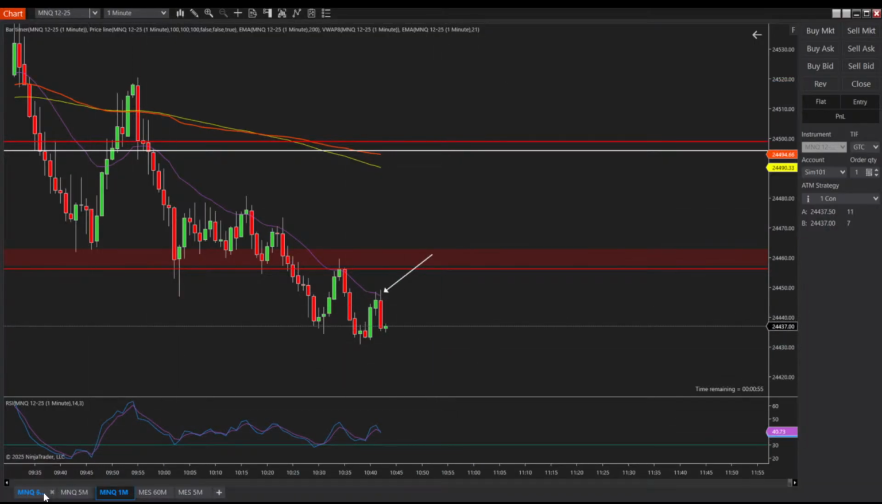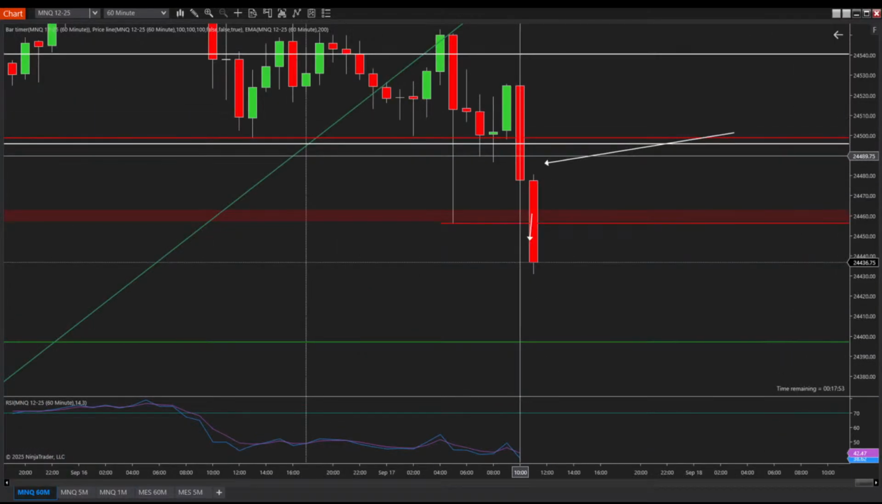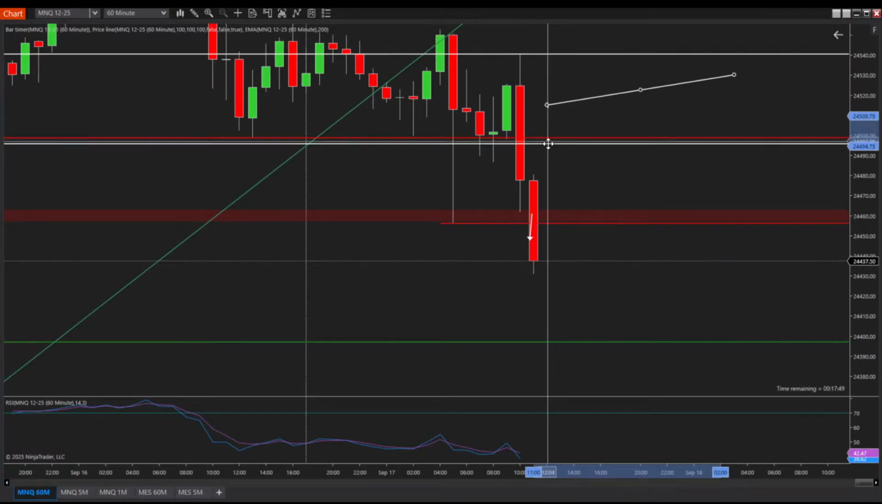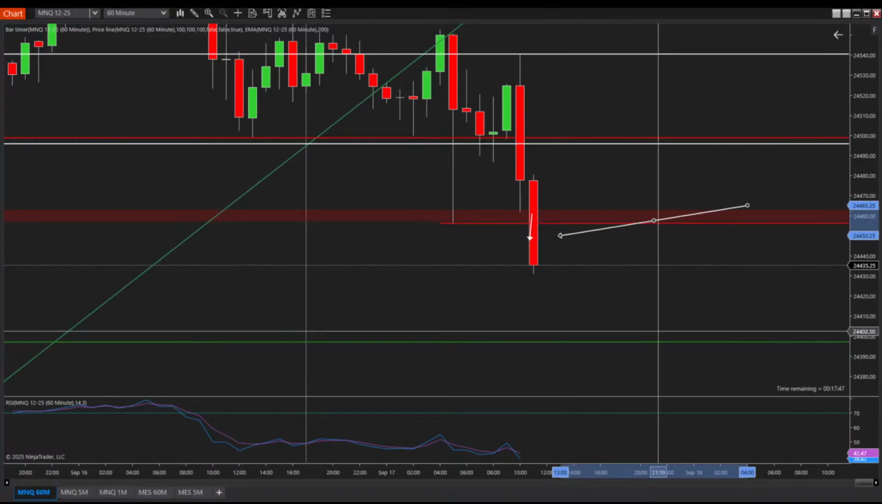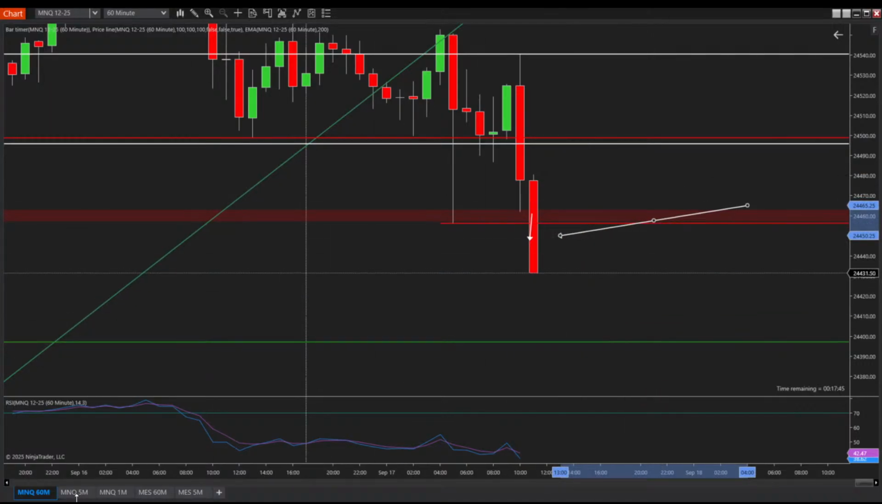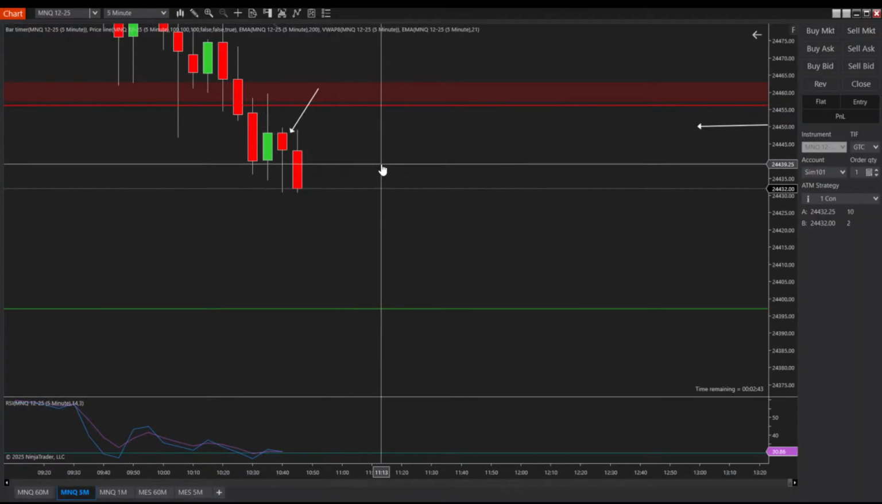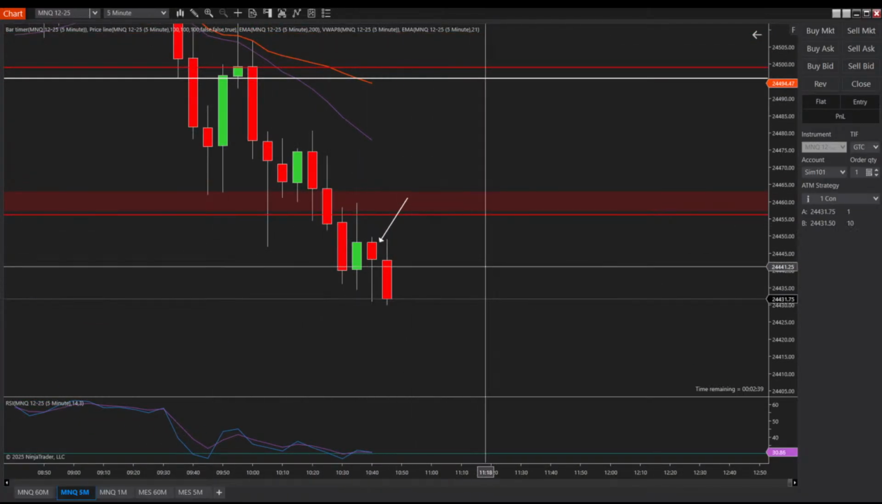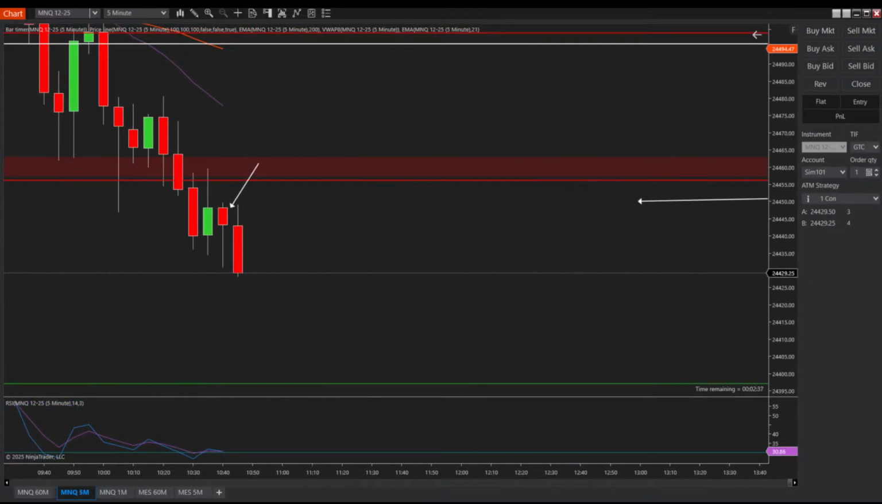And if you think about buying, just look at the 60-minute. It's really not a time to be buying this. Do not buy this market, please. Okay. 5 minutes, same thing. It's not going up, guys. It's going down.